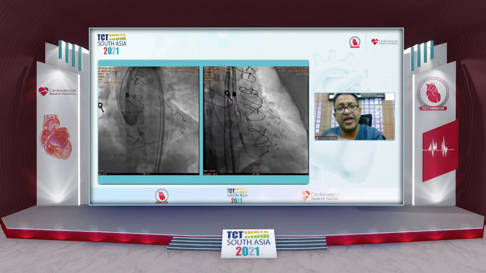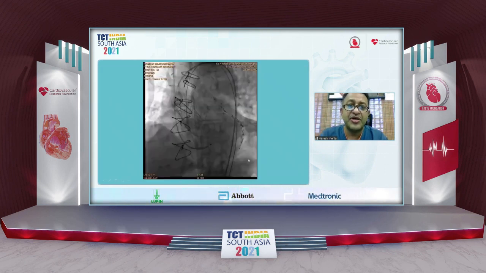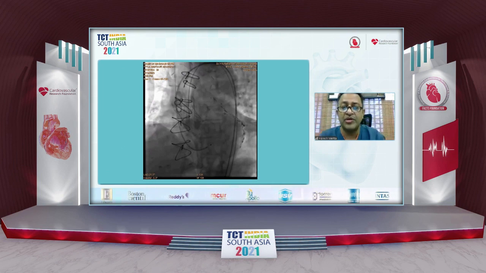And then we check it in another view, and we also check in all the views before we deploy it so that we are not missing any of the cusps. So this was almost a zero implant, and we almost had a single digit gradient with no PVL, as you can see.